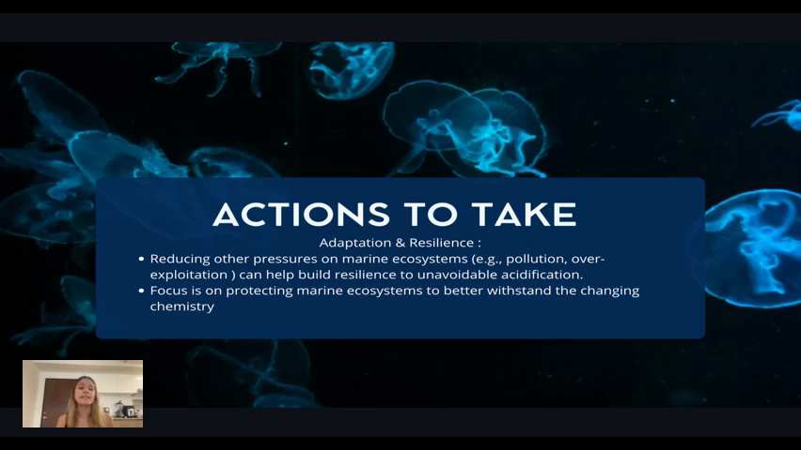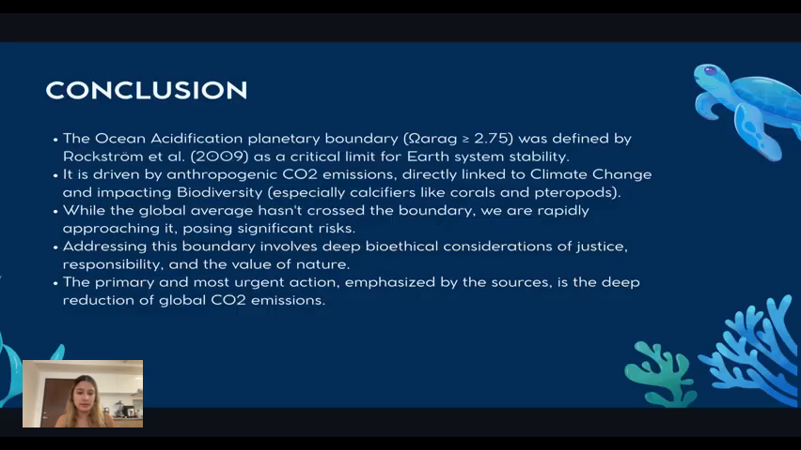And the second action to take is adaptation and resilience. Reduce other pressures on marine ecosystems, for example, reduce pollution and overexploitation, and this can help build resilience to unavoidable acidification. Then we need to focus on protecting marine ecosystems so they better withstand the changing chemistry.